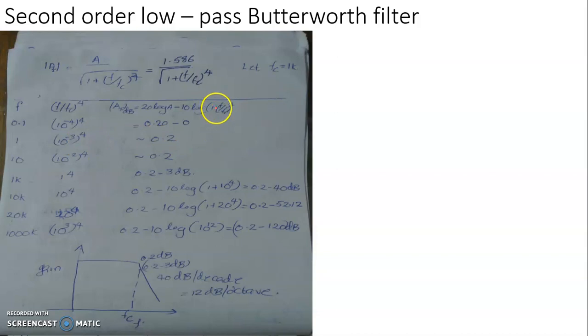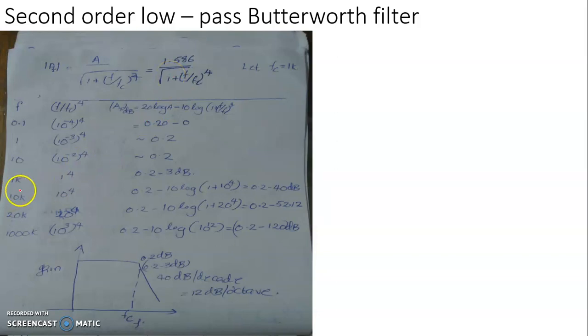10 log 1.00000000001, that is 0.2 minus 10 log 1, which is 0.2 itself. Now again we make the frequency 10 times greater. It becomes 10 hertz. Then this becomes 10 divided by 1000, that is 10 raised to minus 2, whole raised to 4. Here now it is 10 raised to minus 8. That also can be taken to be safely 1.